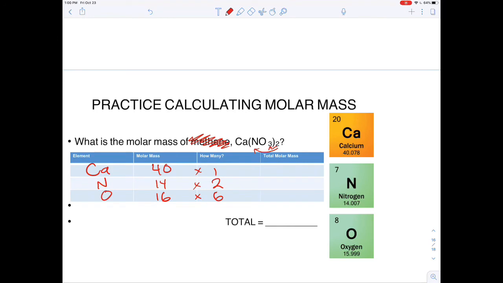I'm going to have you do the math here. This one's easy. 40. What is 14 times 2? 28. What is 16 times 6? How about you calculate this one? The correct answer here is going to be 96. Now we want to add this all up, and we'll get our answer in grams per mole.